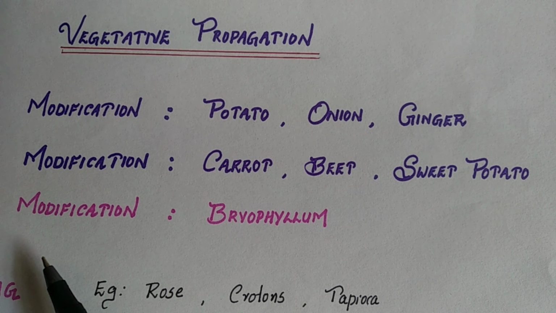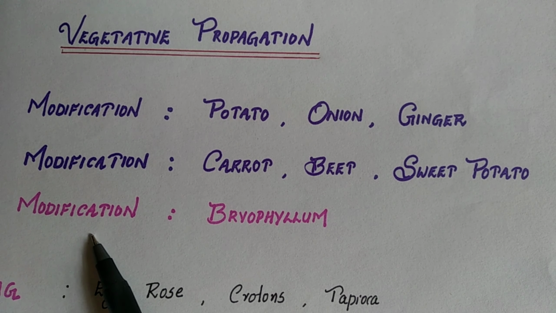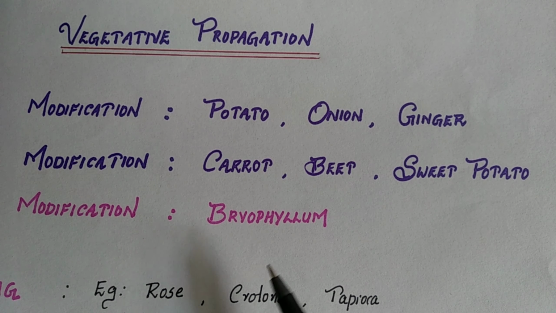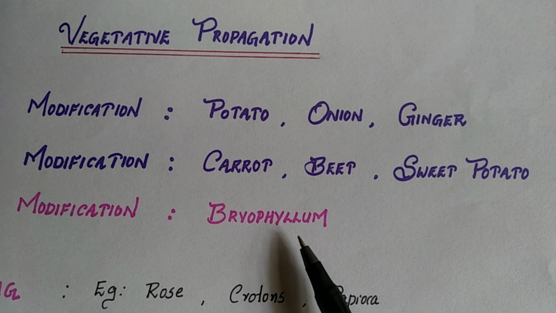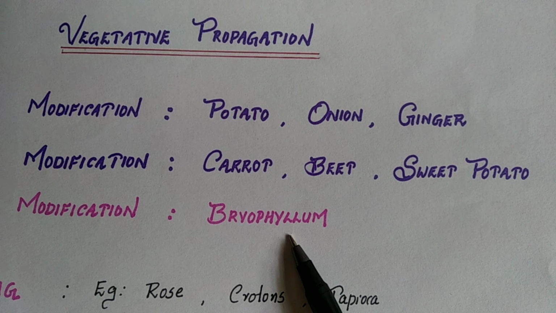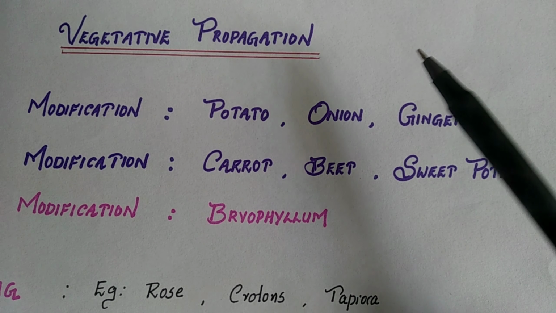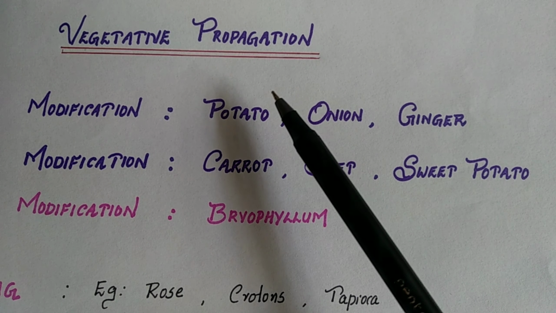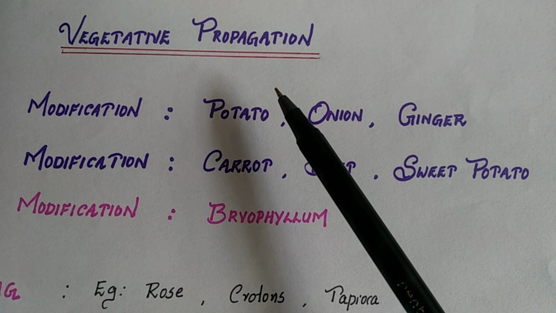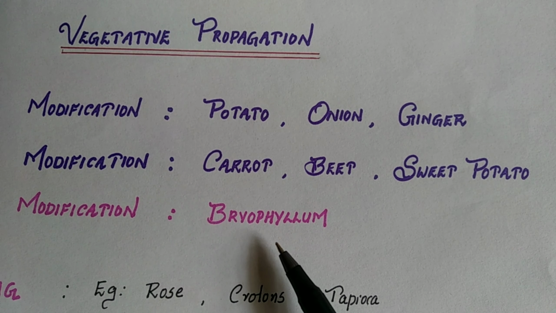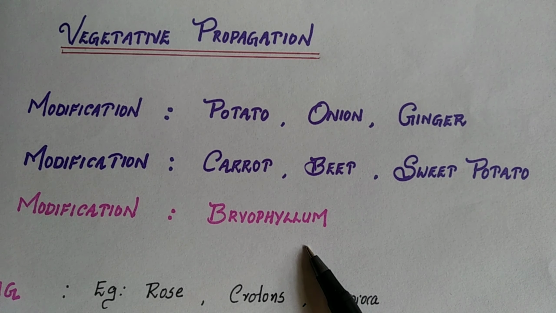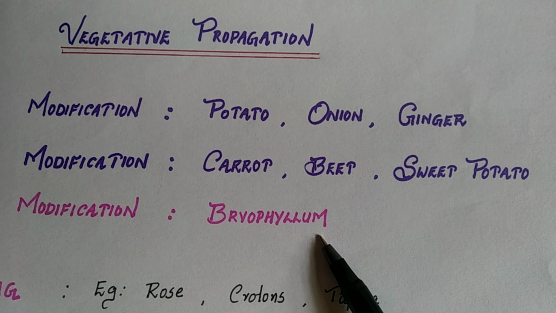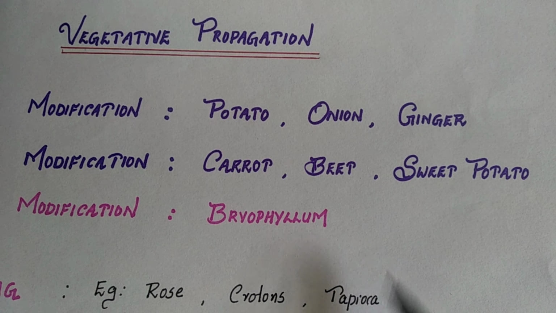Now the next example is for leaf modification. The example given in your textbook is bryophyllum. In the case of bryophyllum, as you know, this is also undergoing a method of asexual reproduction called vegetative propagation. Here the leaf of bryophyllum is very broad and it has notches on its margins.